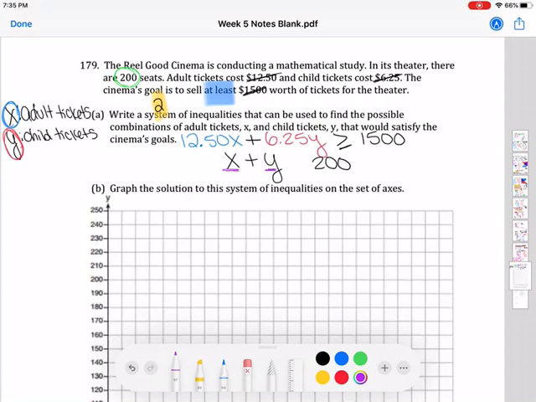If I add the amount of tickets for adults and children, it has to be hopefully equal to 200, but it can't be greater than 200. You can't sell more tickets than the number of seats you have. So x plus y is less than or equal to 200 is your other inequality. And now we have a system.